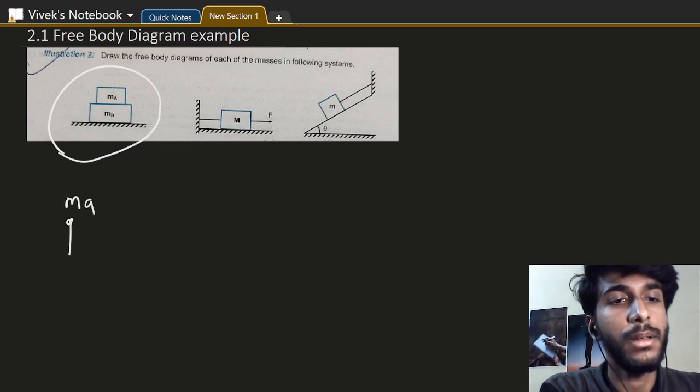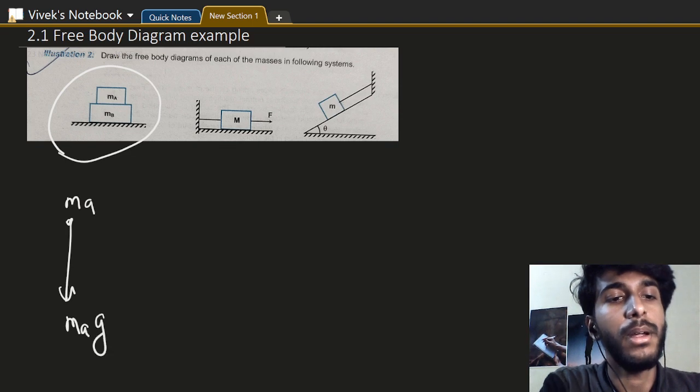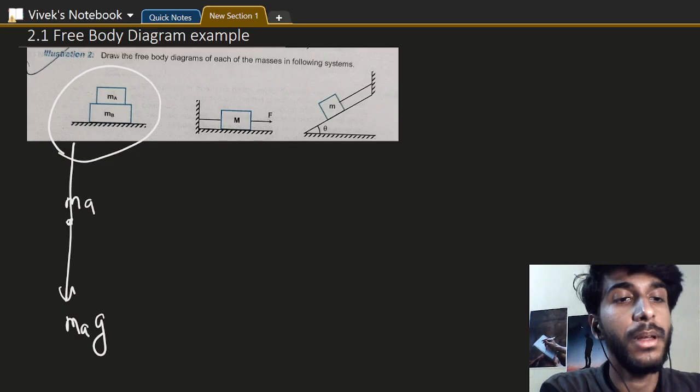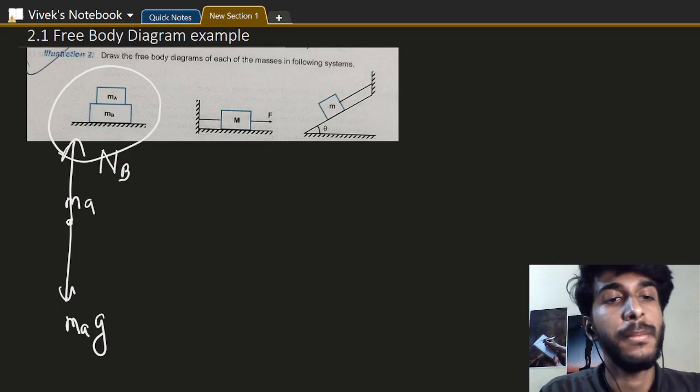This is Ma. So in downward direction, Ma into g will be applied. This is gravitational force. In upward direction, normal reaction force applied by B, because it is kept on B. So NB will be applied.